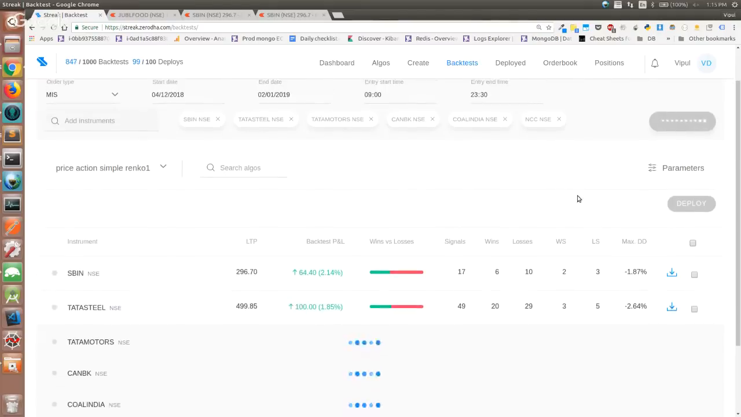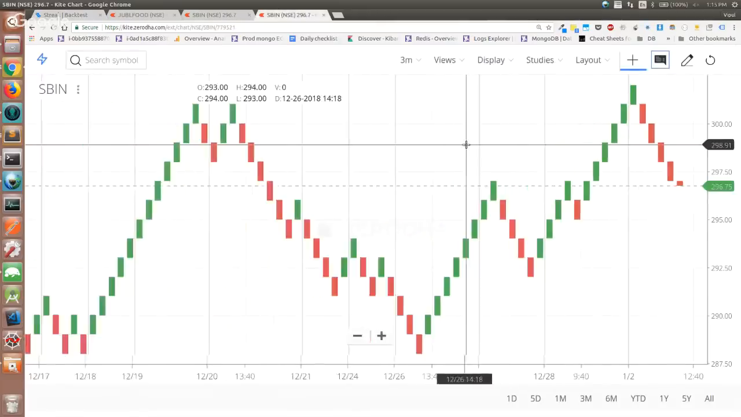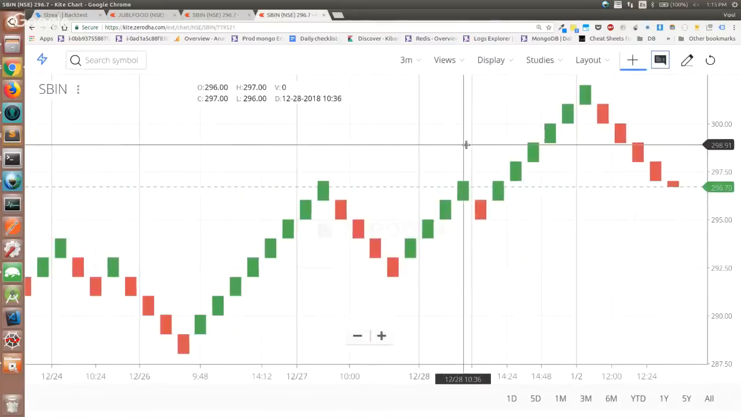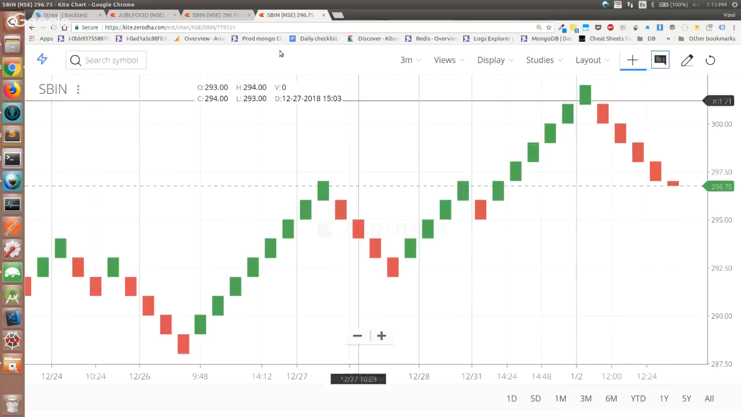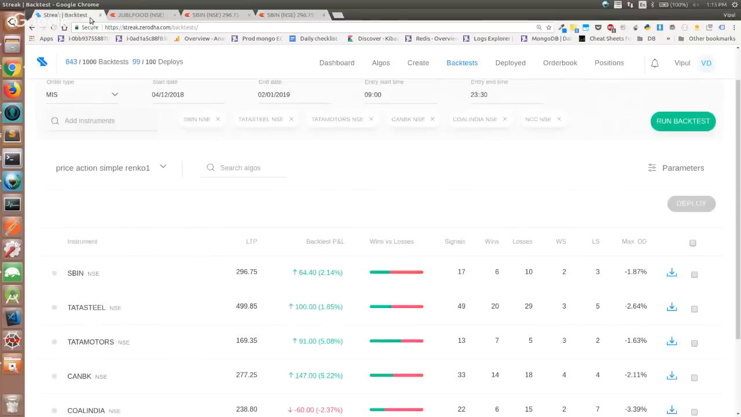Please show with any live chart. So again, all this is live chart information only. I don't understand the question there. So here for this backtest, I'm using brick size one.